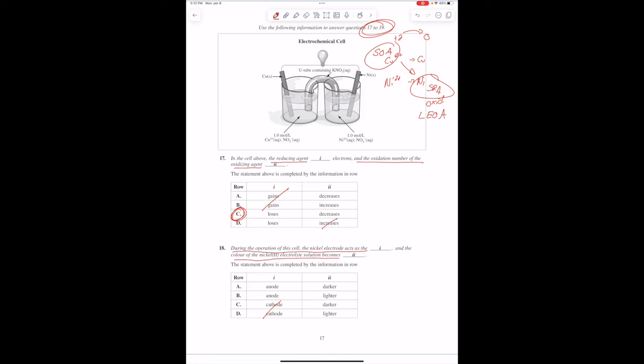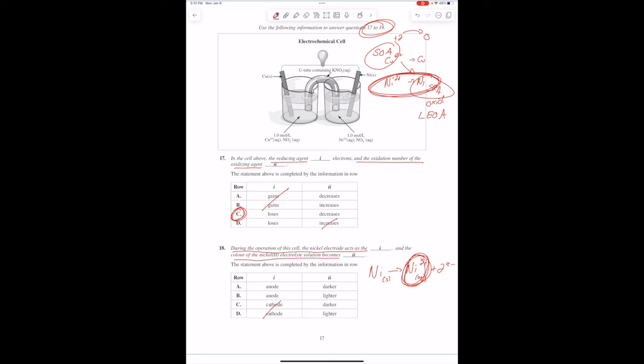Okay, so nickel is being oxidized. Here's what's happening, right? Nickel solid is turning into nickel 2+ plus 2 electrons. I just take this and flip it. So nickel solid is becoming nickel 2+, and more nickel ions are starting to appear in the beaker, right?